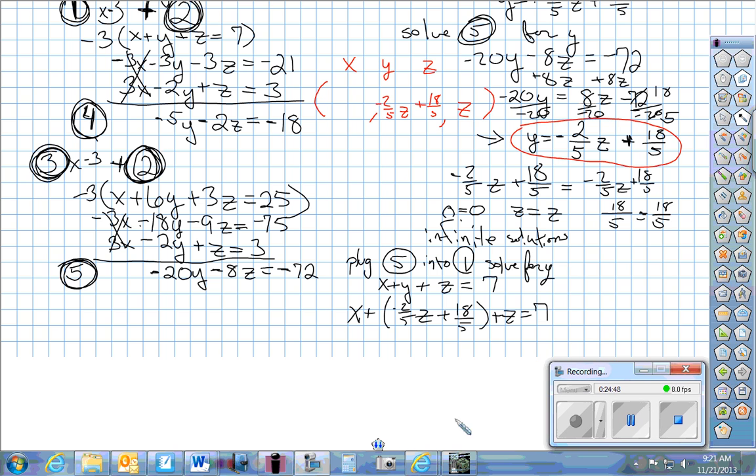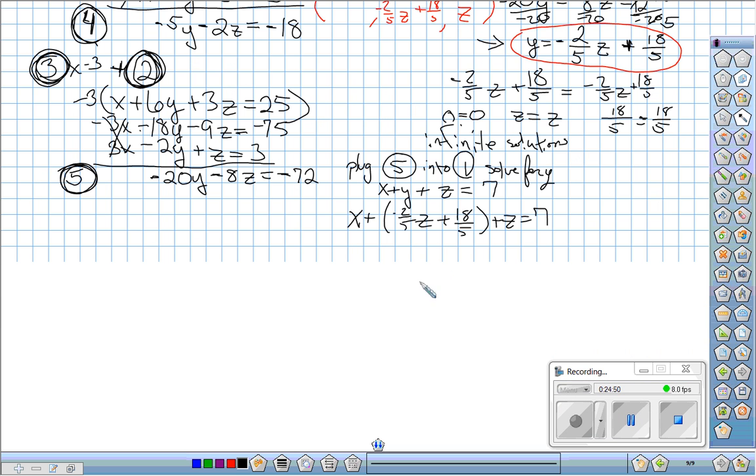Okay, I'm going to scroll down a little bit more. I have some like terms to add. I have this negative 2/5 z and this positive 1z. So when I add that, I'm basically just subtracting 2/5 from 1, and I will get x plus 18 over 5 plus, that will be just positive 3/5 z equals 7.